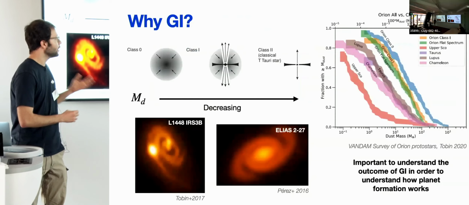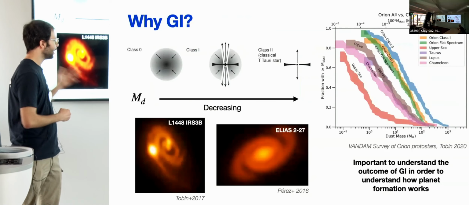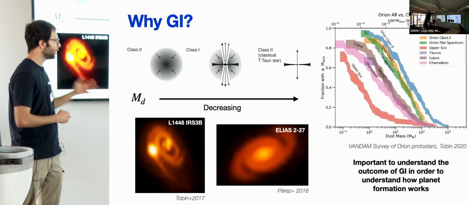This spiral can transport angular momentum throughout the disk or could lead to disk fragmentation. So, why gravitational instability? If Benedetta and Sal haven't convinced you yet, I'm trying to do it.